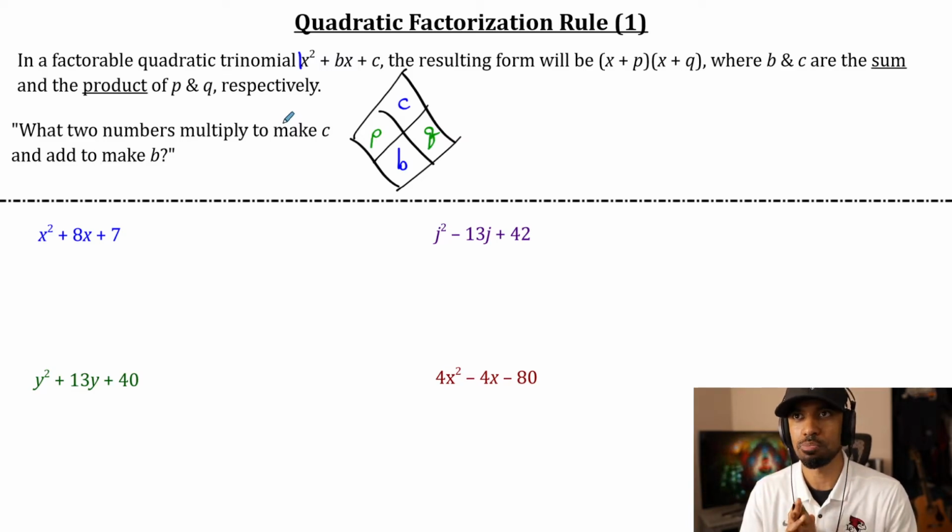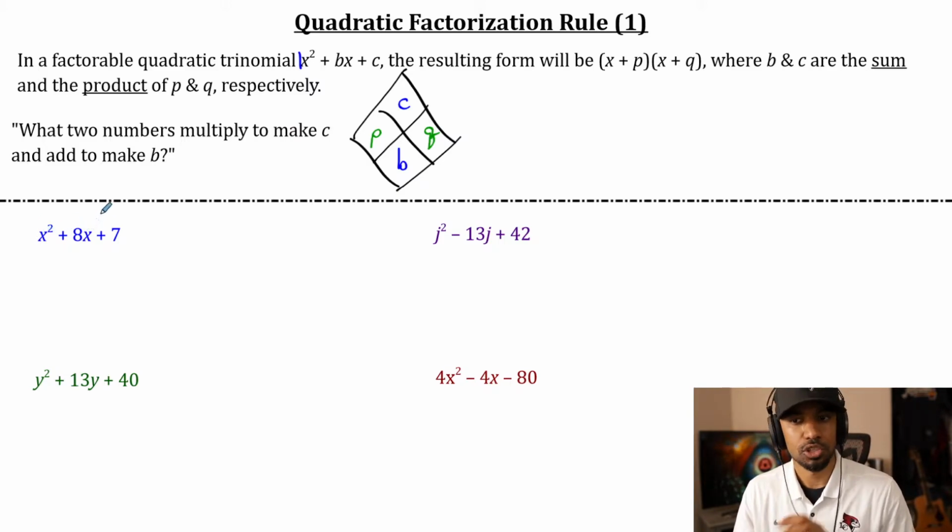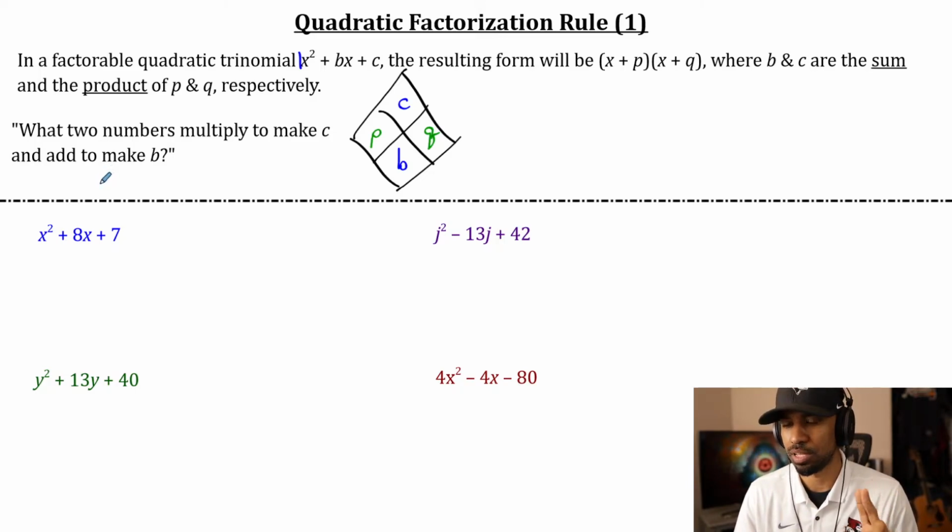There are significantly fewer products for c than there are sums of b, and I'll show you what I mean. Now this is once again a 1x squared. You're going to assume these are factorable, and if they're not, we'd say not factorable. But I'm going to go ahead and tell you, if I didn't mess up, these are factorable. 1x squared plus 8x plus 7.